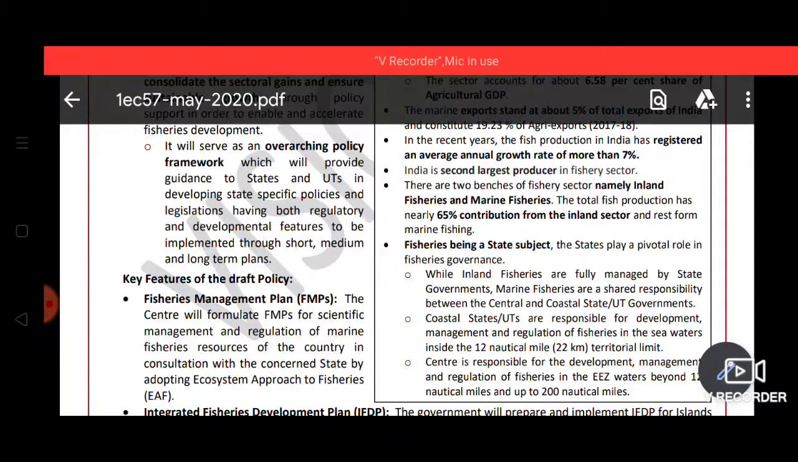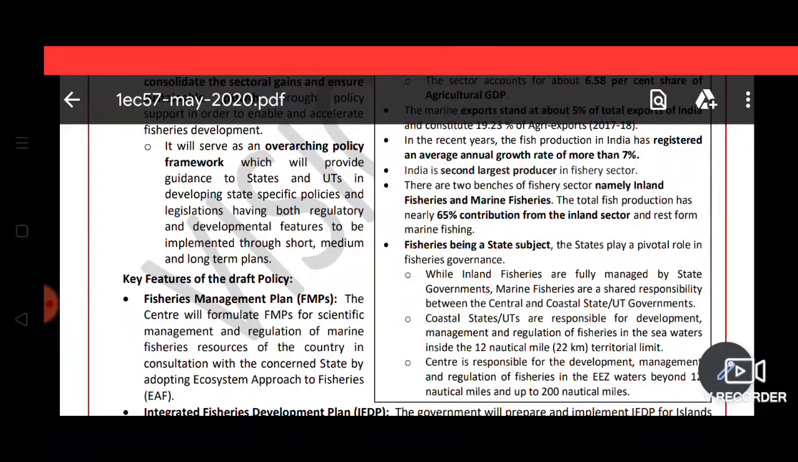While inland fisheries are fully managed by the state governments, marine fisheries carry shared responsibility between the central and coastal state and UT governments. Coastal states or UTs are responsible for development, management and regulation of fisheries in the sea waters inside the 12 nautical mile, 22 kilometers territorial limit. The Center is responsible for development, management and regulation in the EEZ beyond 12 nautical miles up to 200 nautical miles. So you know the jurisdiction. So it's a state subject, and the center and state also sometimes divide their powers in the coastal areas.